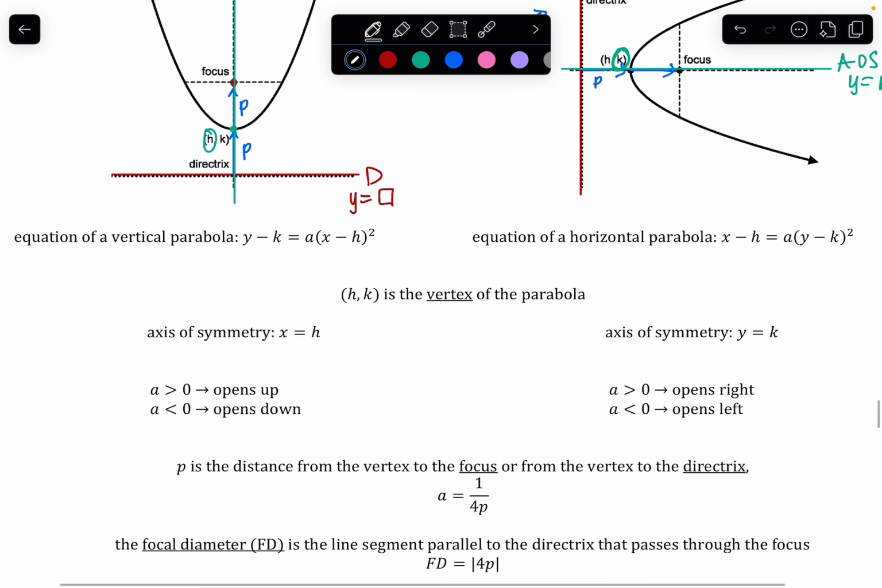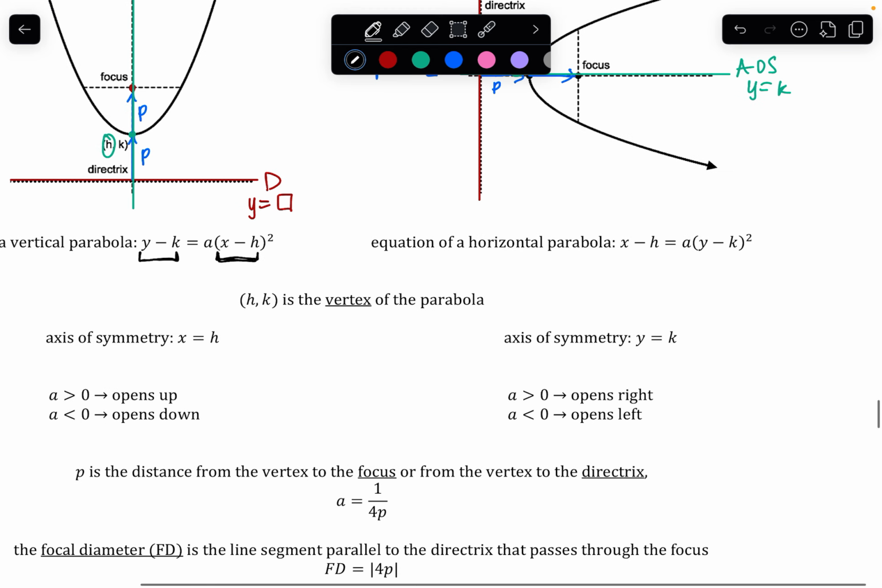So it's like everything is opposite, including the equations. And so here, our y minus k is on the left, and then our x minus h is being squared on the right. Here, x minus h is on the left, and our y minus k is on the right being squared, but we still have the same a value.